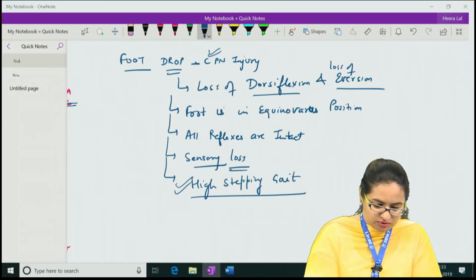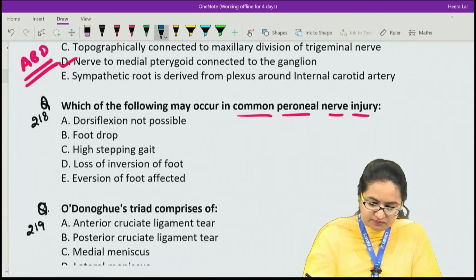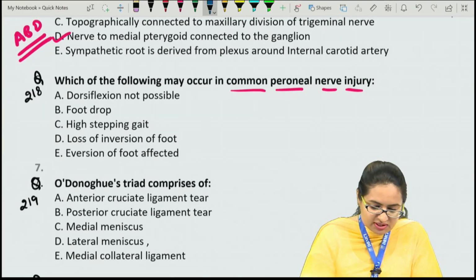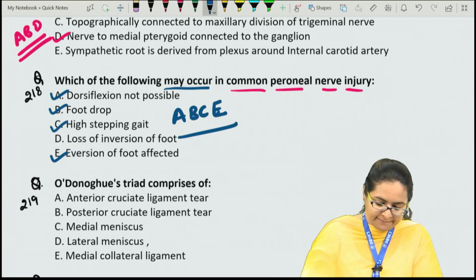Now if we come back to the question, the question says which of the following may occur in common peroneal nerve injury. So dorsiflexion is lost, foot drop will be there, the high stepping gait is there, then loss of eversion is there. So eversion of the foot is affected. So the answer for this question is A, B, C and E.